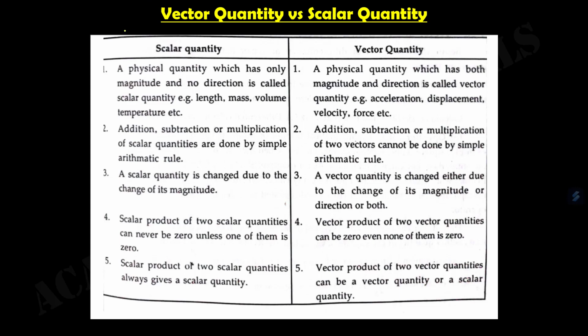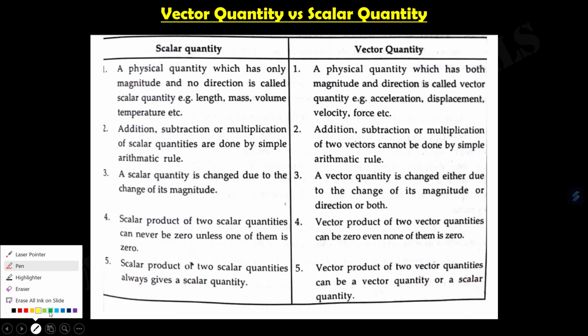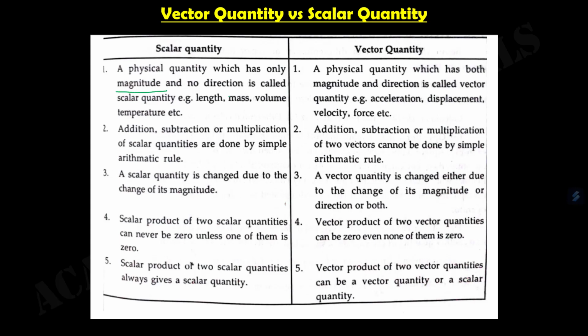So what is scalar quantity? A physical quantity which has only magnitude and no direction, so it doesn't have any direction, is called scalar quantity. Example: length, mass, volume, temperature, etc. To represent length, we don't need the direction of the length. We only need the value of the length or the magnitude of the length.